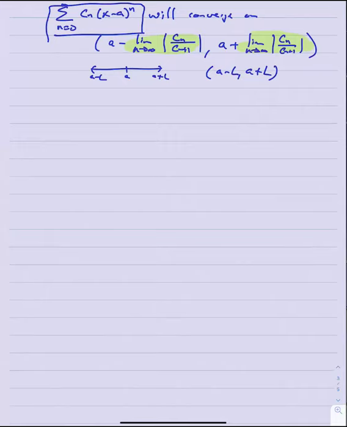Now, notice the ratio test will only guarantee convergence within that open interval. The endpoints are another matter. Is it possible that a series such as this one could actually converge at the number x equals a minus L, or at the number x equals a plus L? And the answer is yes, it could. The ratio test only guarantees me open interval convergence.